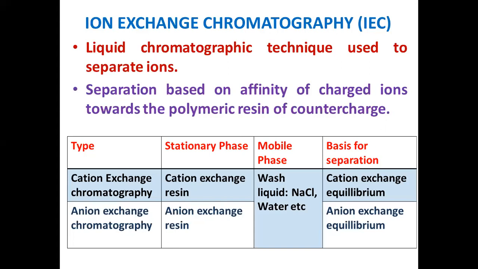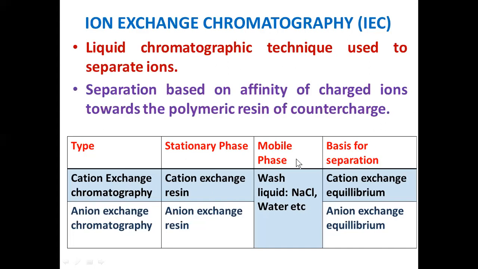Whichever species has greater affinity will be exchanged rapidly, and whichever species has lower affinity will be eluted rapidly. So this is the consequence for the serial elution of the ions from the chromatographic column. Depending upon the nature of the solutes we are going to separate and the nature of the resin, the ion exchange chromatographic technique is classified into two types: cation exchange chromatography and anion exchange chromatography. The stationary phase in cation exchange chromatography is a cation exchange resin, and in anion exchange chromatography, the stationary phase is an anion exchange resin.